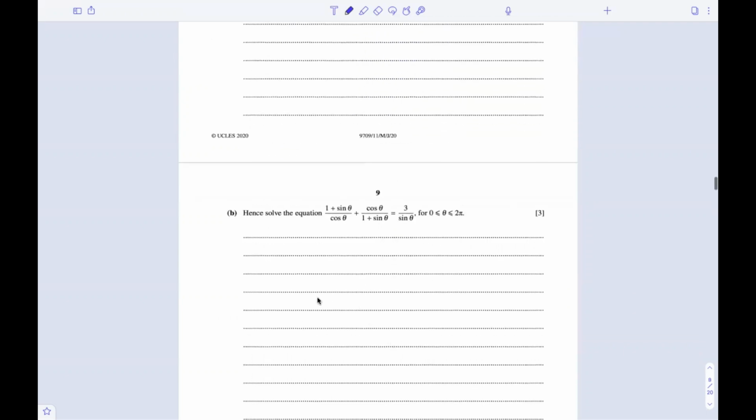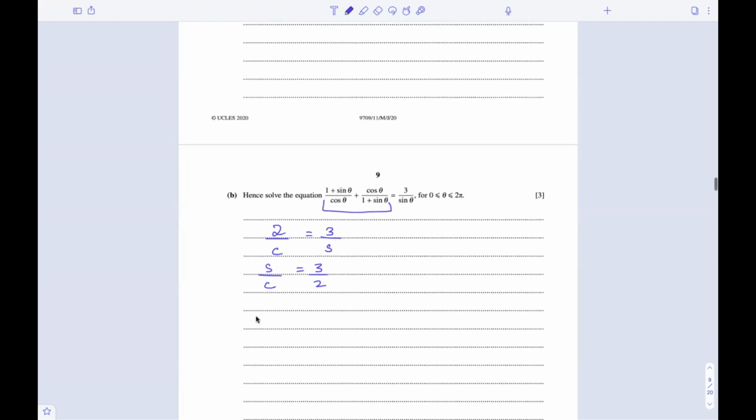In the second part, we have: hence solve the equation (1 + sin θ)/cos θ + cos θ/(1 + sin θ) = 3/sin θ. Now we know that this expression is the same as 2 upon cos theta, as proved in the first part. So we can write 2 upon cos equals 3 upon sine. Bringing sine to the left hand side, we get sine upon cos equals 3 upon 2. Sine upon cos is tan, so we get tan theta equals 3 upon 2.